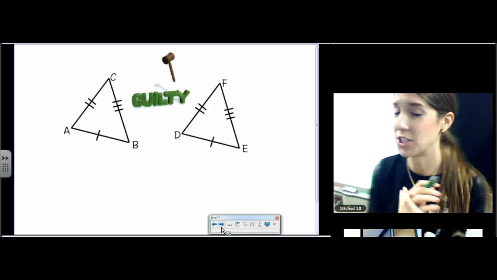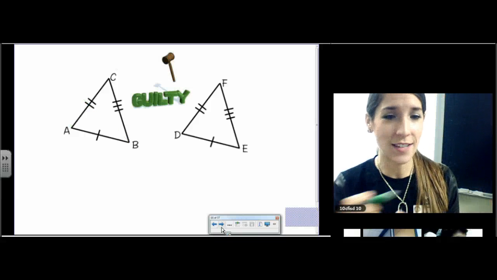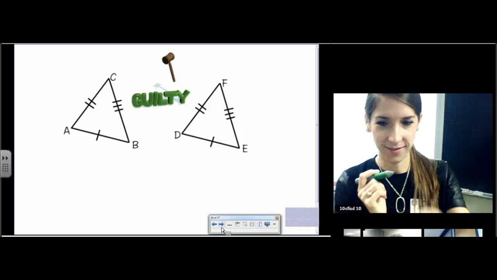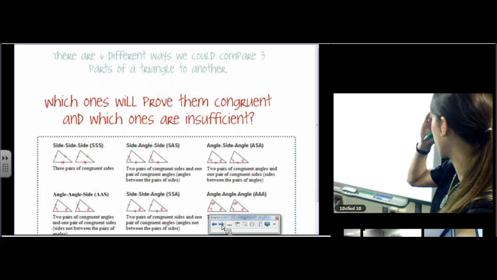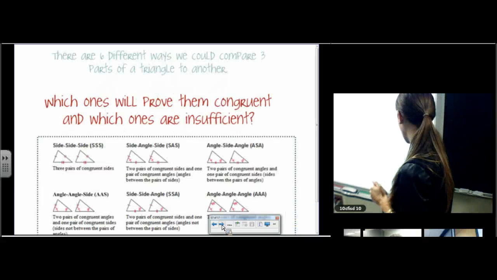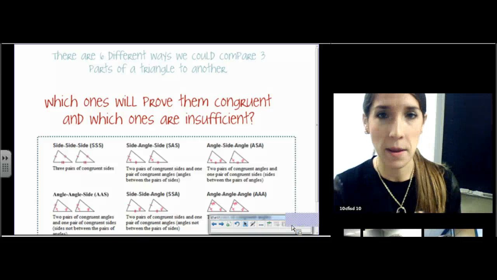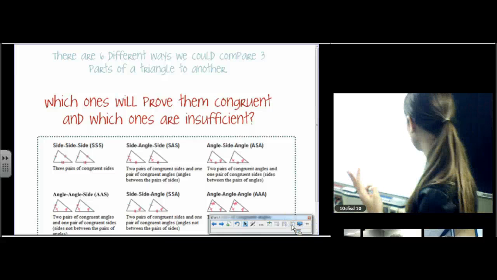So I'm pretty sure that if 3 sides of one triangle are congruent to 3 sides of another triangle, then they are guilty of being congruent. Slam the gavel. Is that what it's called, the gavel? Slam it. Okay. So we already know that one of the ways you can prove two triangles guilty of being congruent is by knowing all three sides match all three sides.